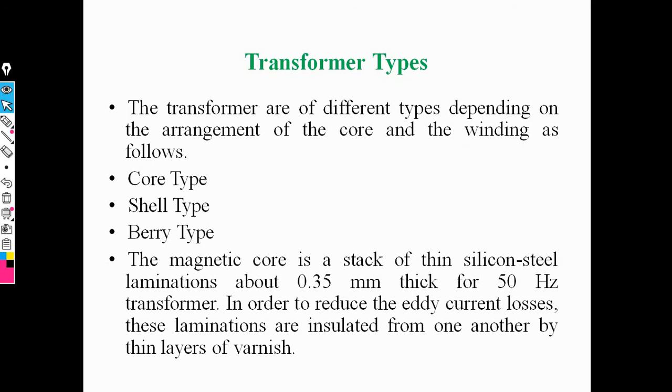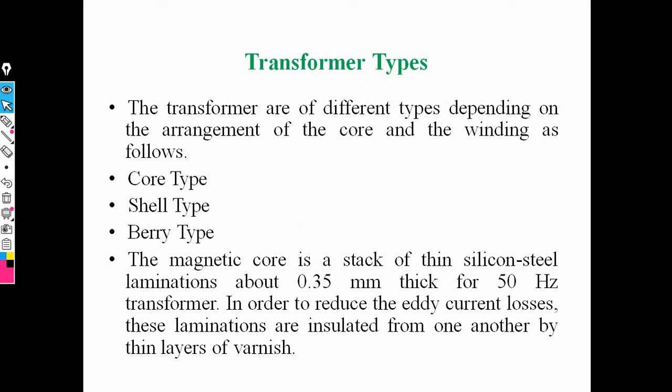Okay, now transformer types. The transformer type depends on the transformer core and transformer winding. Then transformers are classified into three types, that is core type transformer, shell type transformer, and berry type transformer. That means every transformer is based on the type of core and which type of winding is used in the transformer. So the transformer type depends on core and winding, and also on supply voltage.